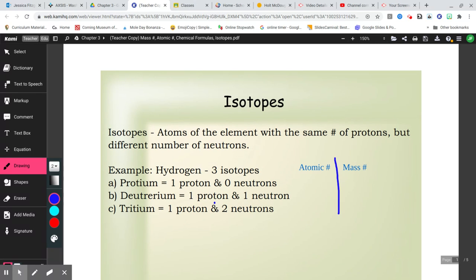Isotopes is going to be looking at the atomic structure of your elements. Okay, so we're going to be looking at your number of protons and your number of neutrons. So isotopes of your element are going to have the same number of protons or the same atomic number, but a different number of neutrons or a different mass.